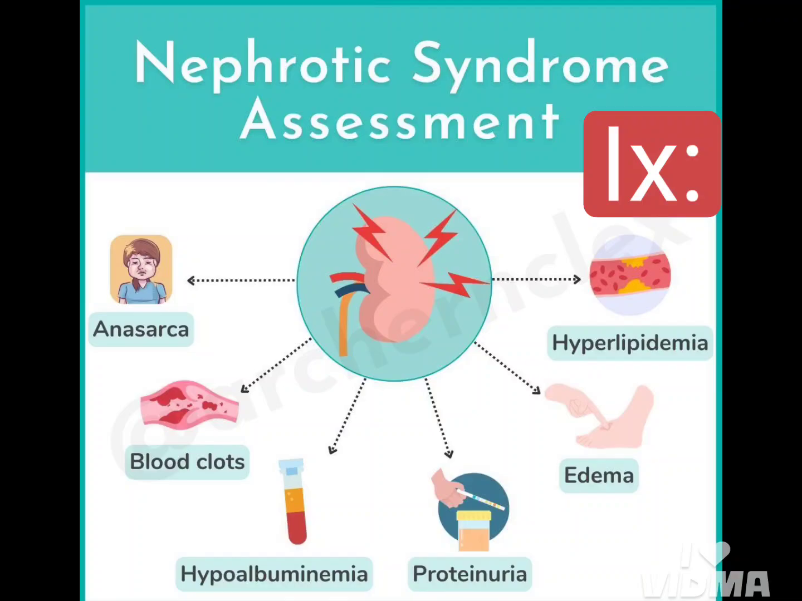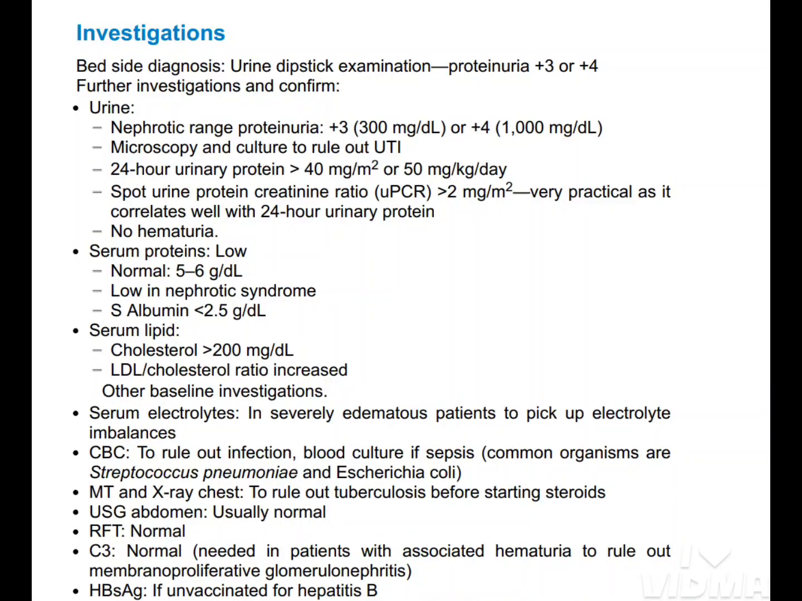Investigations of nephrotic syndrome are based on the definition: protein leak. We can divide the investigations into lab related, which are non-radiological, and radiological investigations. First is urinalysis, second is serum protein level, third is serum lipid level, fourth is serum electrolyte level, fifth is CBC. Those are all the lab related, non-radiological investigations. Sixth are the radiological investigations: X-ray chest and MT, and USG abdomen, RFT, C3 level and HBsAg.